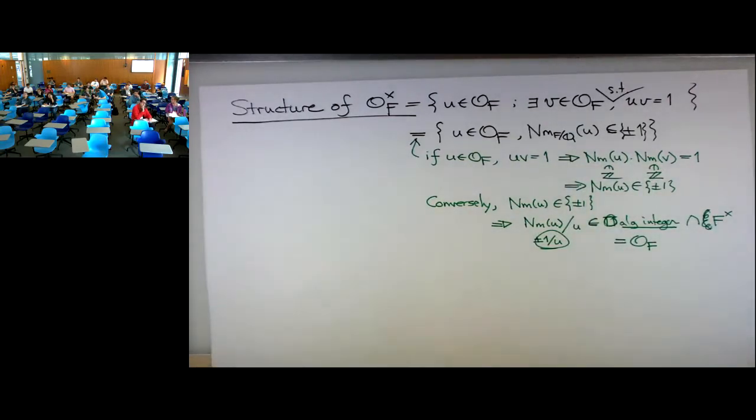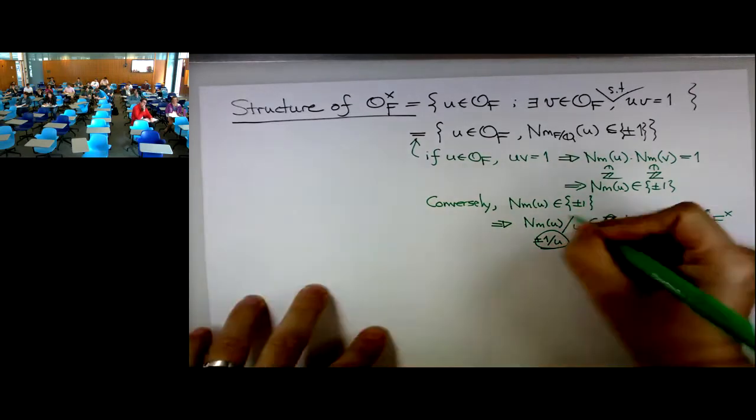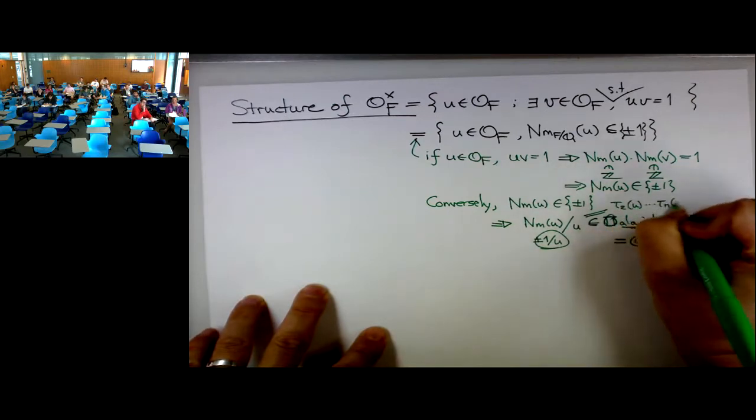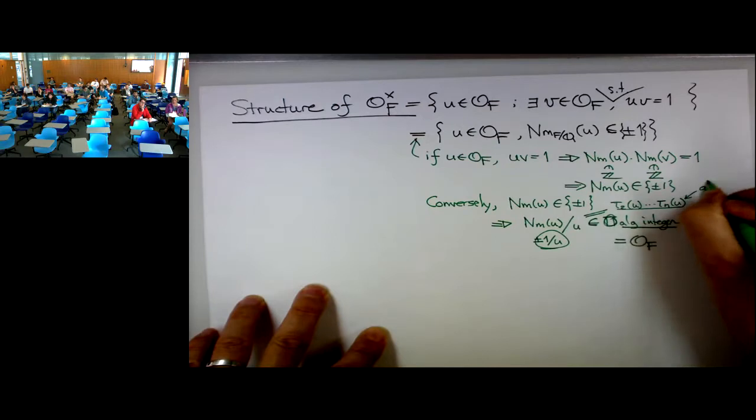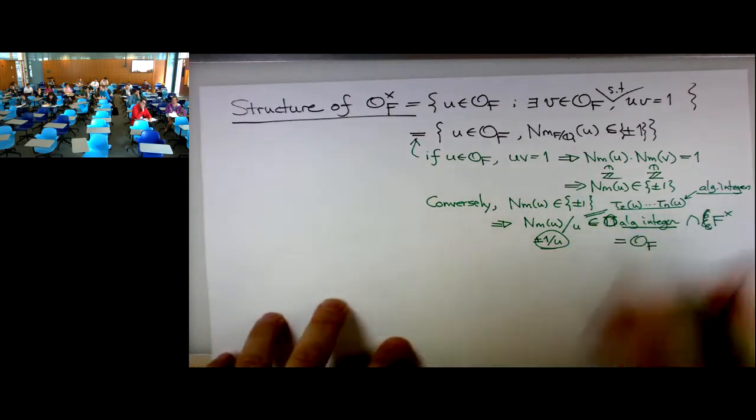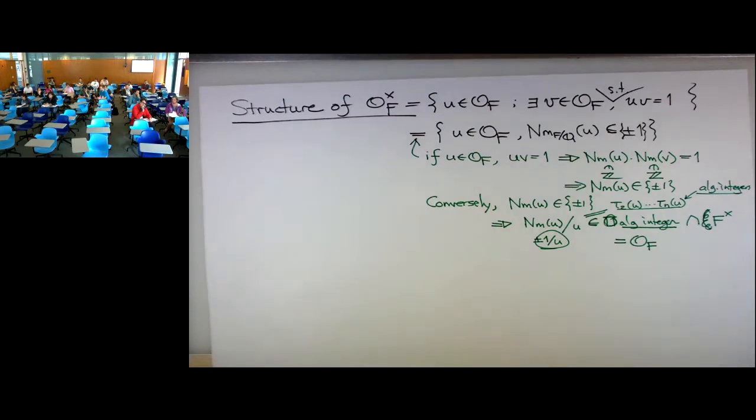Wait, why did you say it had to be an algebraic integer? Because the norm of u is equal to the product of u, tau 2 of u, up to tau n of u. The conjugates. These are all algebraic integers, because they have the same minimal polynomial. That's right. But of course you don't know whether each one of them is going to be in F. But their product is, because the product is 1 over u, or plus minus 1 over u. So it's both an algebraic integer and in F. So therefore, it's in OF. So this is an equivalent description of the structure of OF cross.